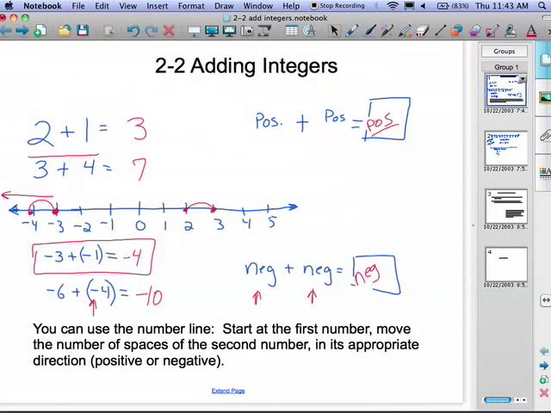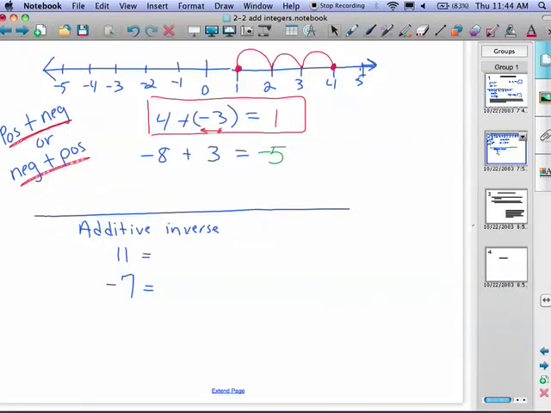Moving back to the previous board, a positive number plus a positive number yields a positive number. We had 2 plus 1 equals 3, 3 plus 4 equals 7. Traditional. Moving into the negative numbers, I have negative 3 plus negative 1 is negative 4. Negative 6 plus negative 4 is negative 10. I'm hoping you're noticing a small pattern here with those. And here we have 4 plus negative 3 gives you 1. And negative 8 plus 3 gives you negative 5.